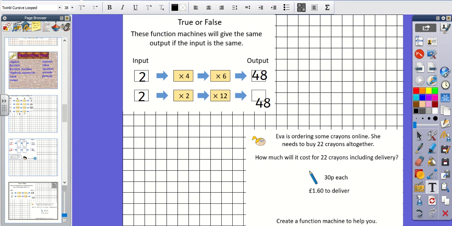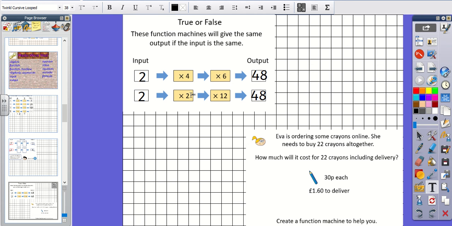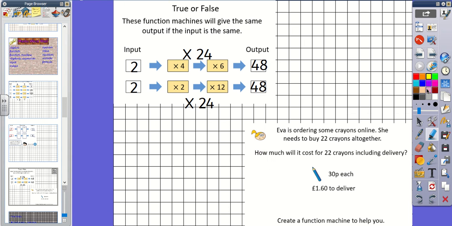Interesting. Now, why do you think that they give the same output? Well, I know that 4 times 6 is 24. And 2 times 12 is also 24. So your two functions, you're multiplying by 24 each time. So of course you're going to get the same answer. Very good. So that one would be true.